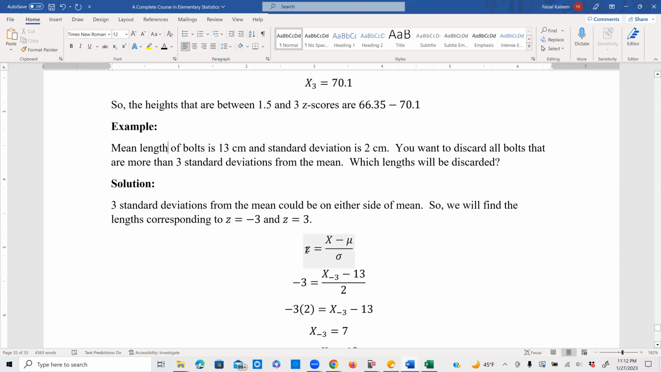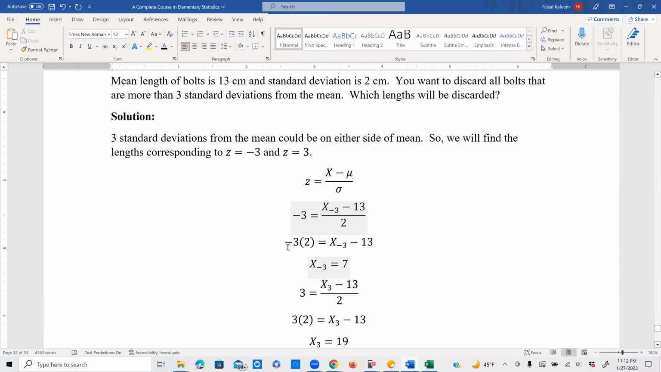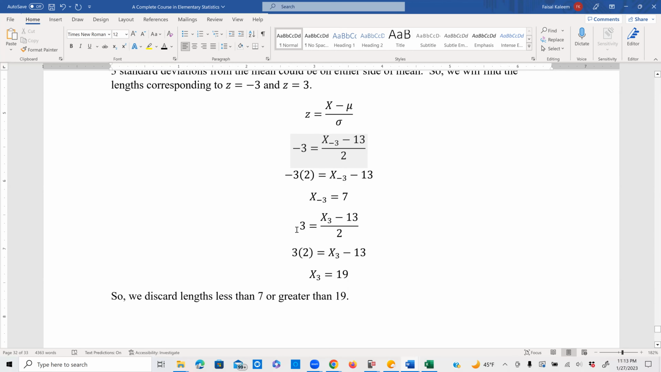The formula is once again z is equal to x minus mean over standard deviation. When z is -3, you have x subscript -3 minus the mean, which is 13, divided by the standard deviation, which is 2. Multiply by 2 on both sides to get -6, and when we add 13 on both sides, we get x as 7. Similarly, we repeat with z equal to 3. 3 is equal to x minus 13 over 2. Multiply by 2 and add 13. We get x equals 19.